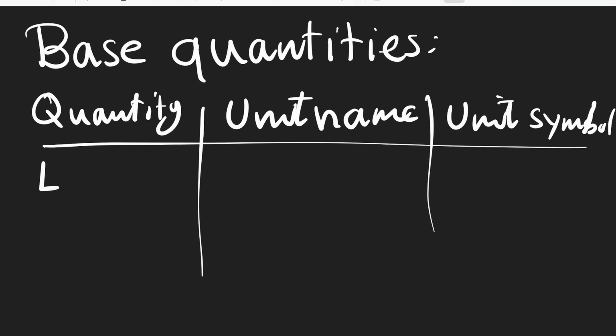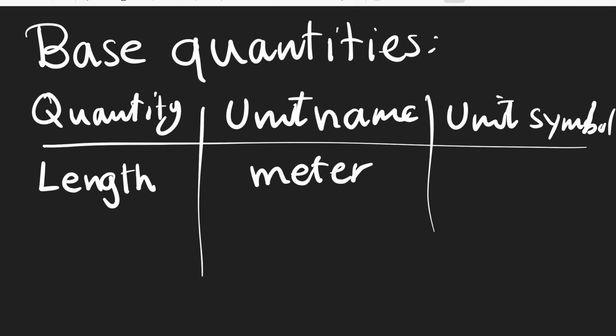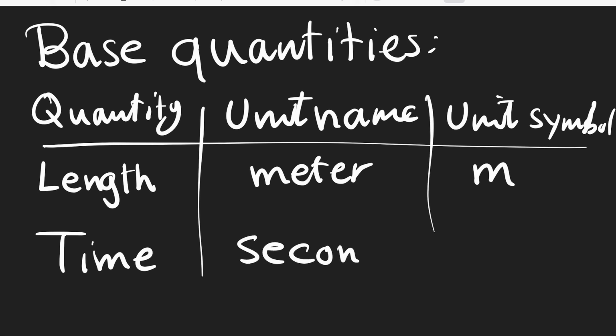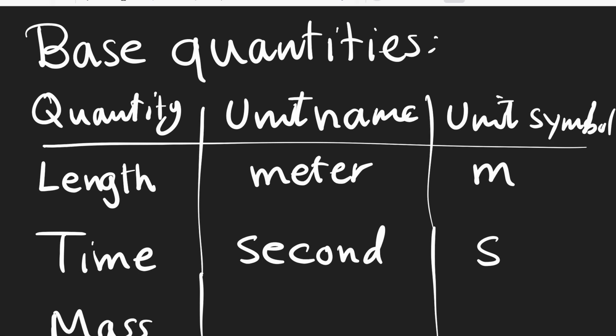The first one is length, whose unit is meter, and the symbol for that is m. The next one is time, whose unit is second, and the symbol for that is s. And finally, we have mass, whose unit name is kilogram, and the symbol for that is kg.